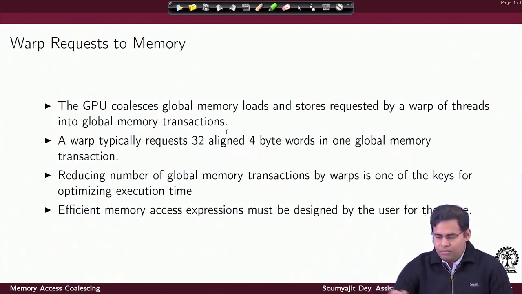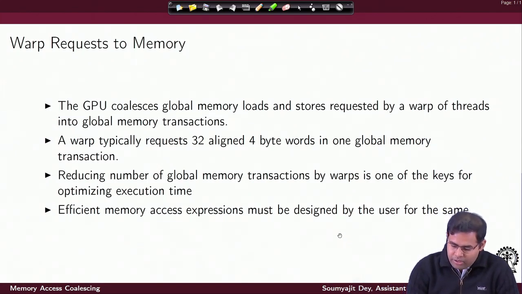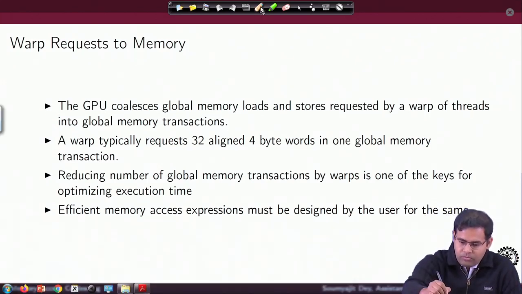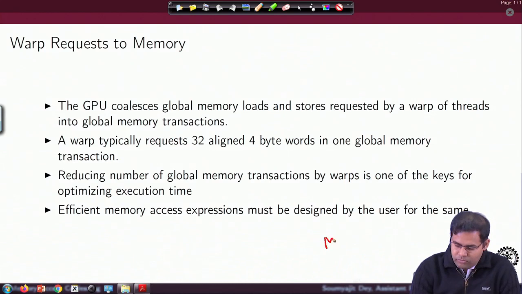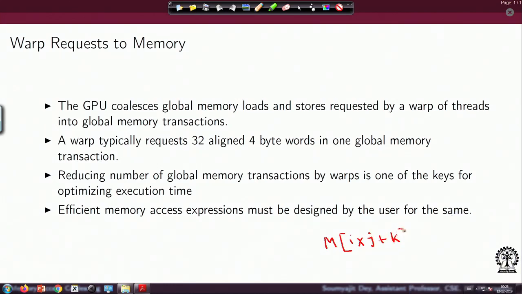So just to give an example, suppose you are trying to access M, an array, and you have an expression here which is telling that for current values of i, j and k, this is the location you want to access, and you put it in some variable a. So then the access expression would be this.